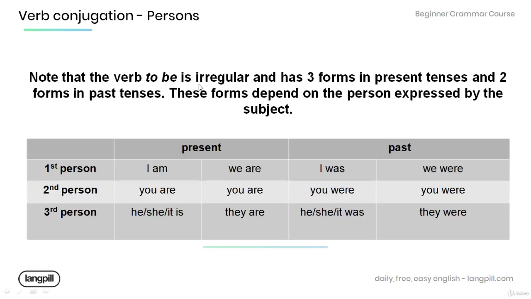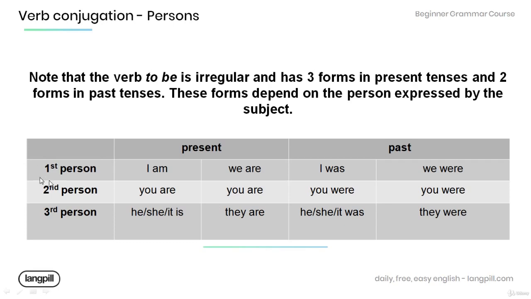Note that the verb to be is irregular and has 3 forms in present tenses and 2 forms in past tenses. Now, these forms depend on the person expressed by the subject. Have a look at the table below. When the subject is in the first person and we are using the present tense, we say I am or we are. In the second person, you are, you are. And the third person, he, she, it is, or they are.